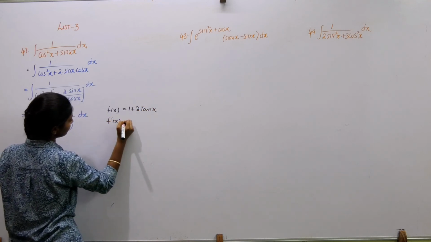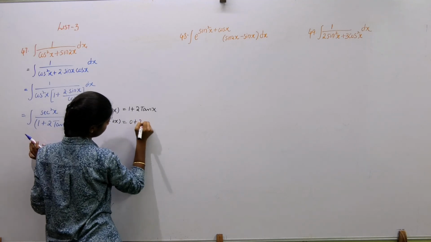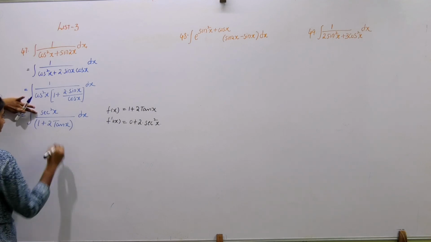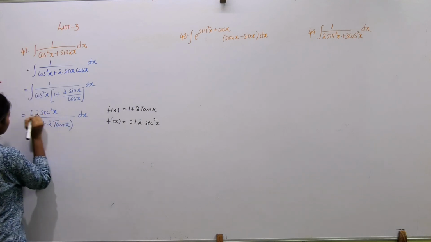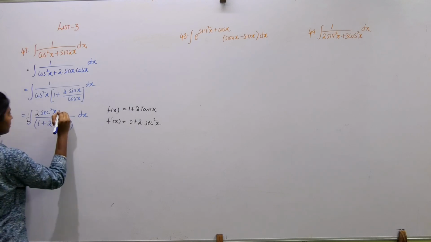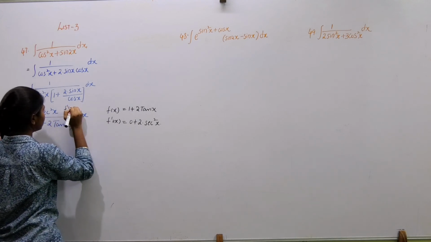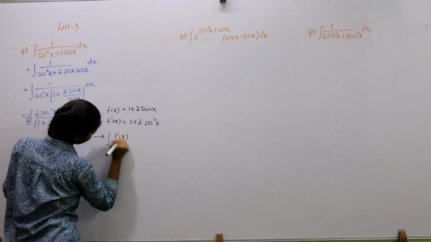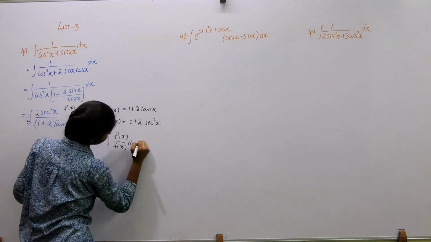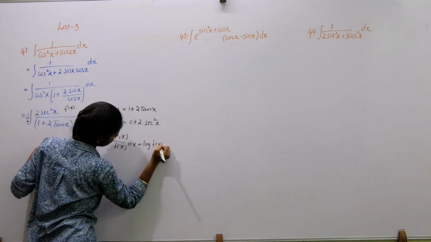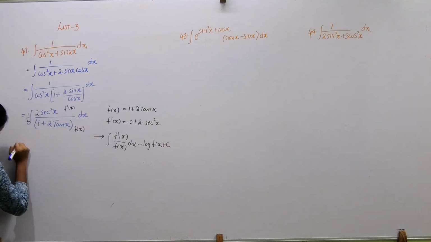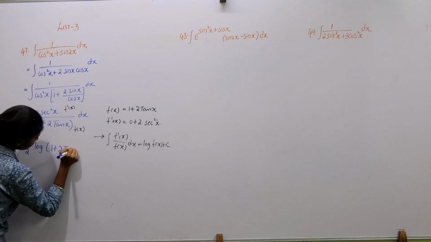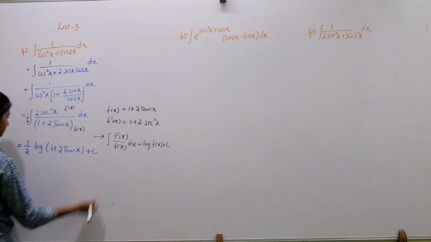Then f dash of x is equals to 0 plus 2 into d by dx of tan x is secant square x. In numerator we have secant square x, but we must have 2. So adjusting 2 here. Now this is in the form of f dash of x by f of x. Using the formula integral f dash of x by f of x dx is equals to log of f of x plus c. When we substitute it here, we get 1 by 2 into log of 1 plus 2 tan x plus c.